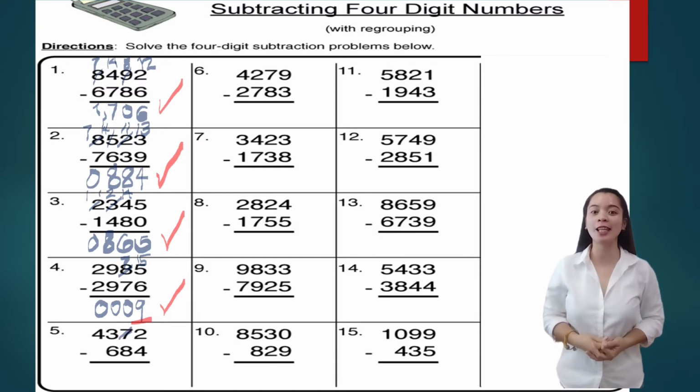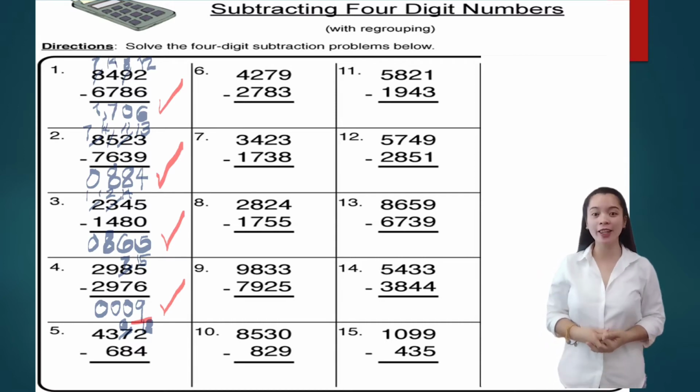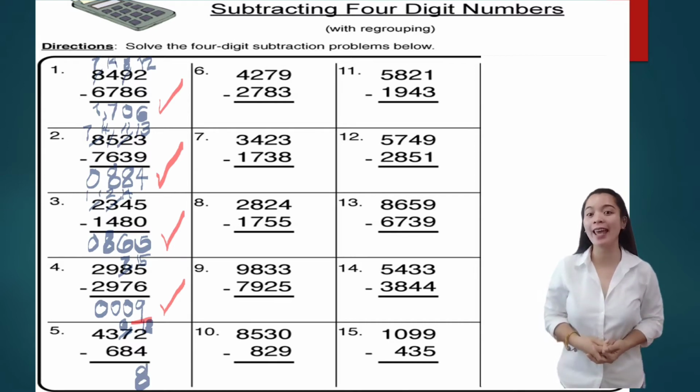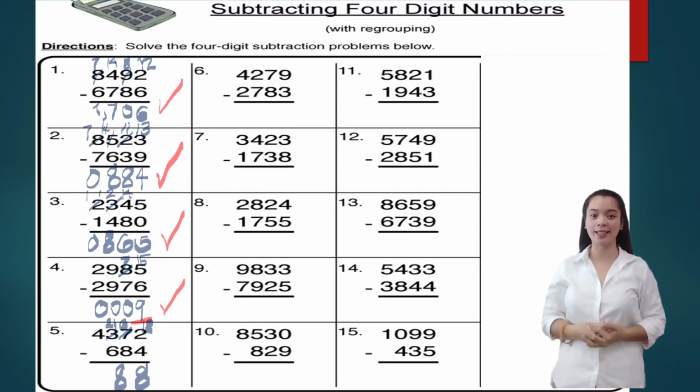So let's borrow from 7. 7 becomes 6 and 2 becomes what? 12. Okay, so we can subtract 4 from 12 now. 12 minus 4 is equals to 8. And 6 minus 8 cannot be, so let's borrow. 3 becomes 2. And 6 becomes 16. So 16 minus 8 equals to 8 again.